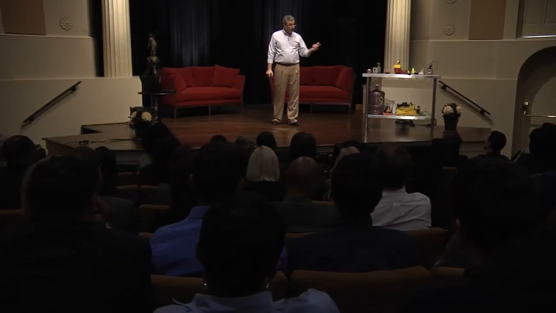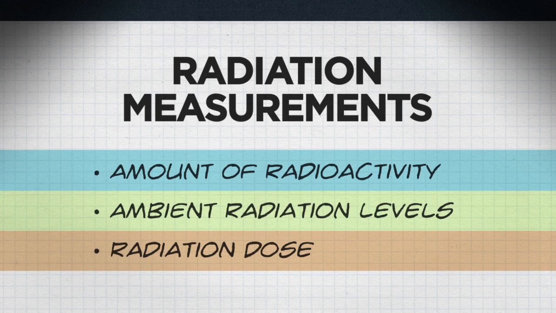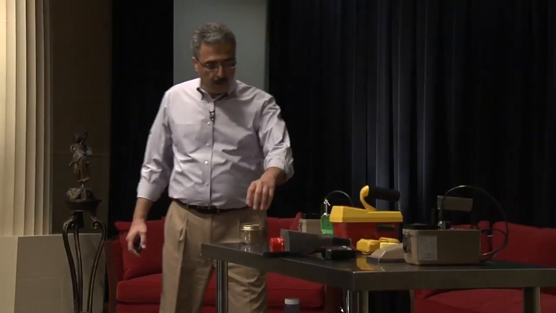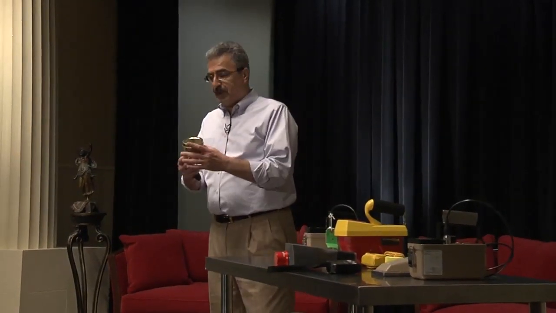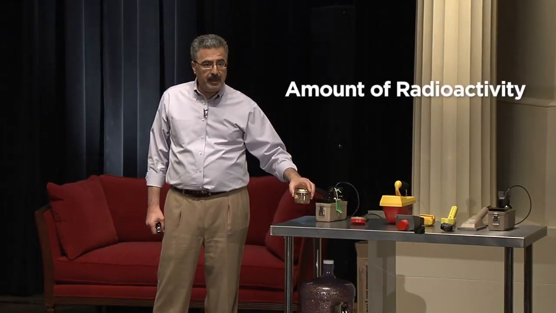The three types of measurements that we can make are the amount of radioactivity, ambient radiation levels, and radiation dose. I'll tell you what that means. Pretend this is a jar of radioactive sample. The first thing we want to know is, how much stuff is in here? How much radioactivity is in this sample? How many alpha particles, beta particles, or gamma rays are given off by this material? That's the amount of radioactivity.